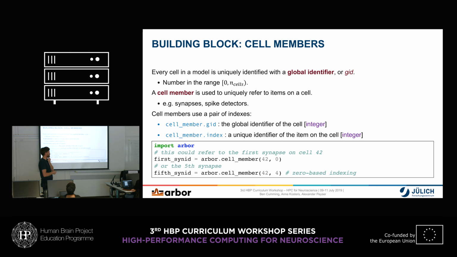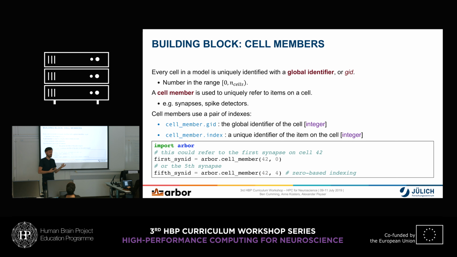The next building block is what we call cell members, because, particularly with multi-compartment cells, we really need to be able to refer to things that are on cells. On multi-compartment models, we can have many synapses on a cell, many spike sources, many different things. We need to be able to say, for example, I want the 5th synapse on cell number 4. You need to be able to refer to things. And we refer to these things as cell members.